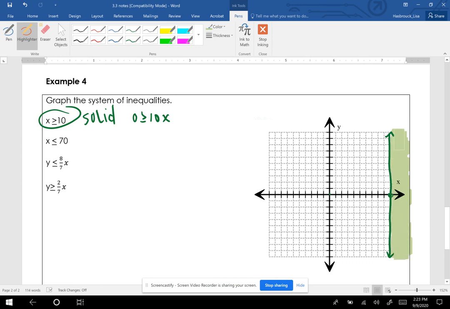Now something I should have thought of when I was doing this is notice the next one says x is less than 70. I should probably go by different values on my x-axis to fit this all in. I'm going to go by tens, and I'm going to redo this. So I'm going to erase this all. I'm going to move my line. I'm going to do the shading to the right.